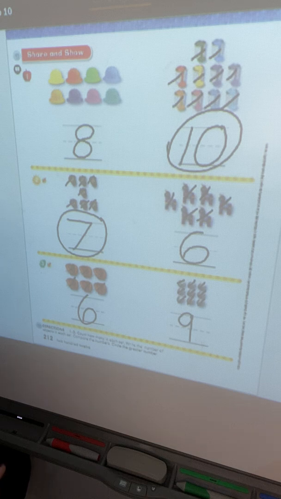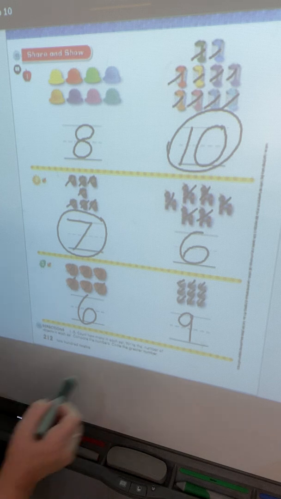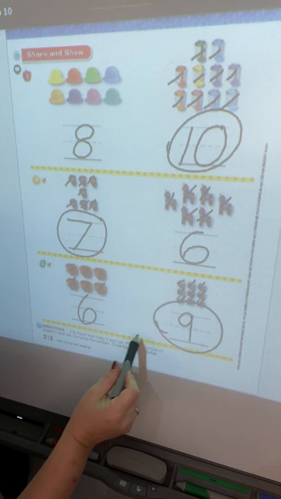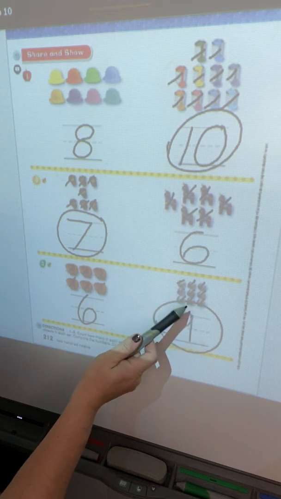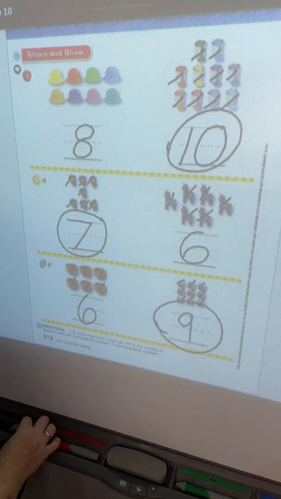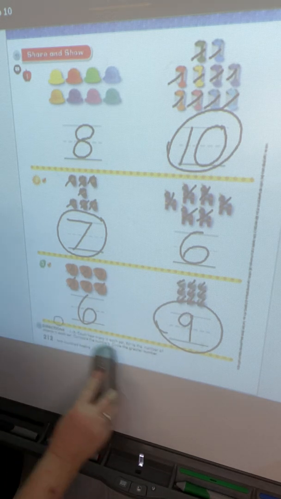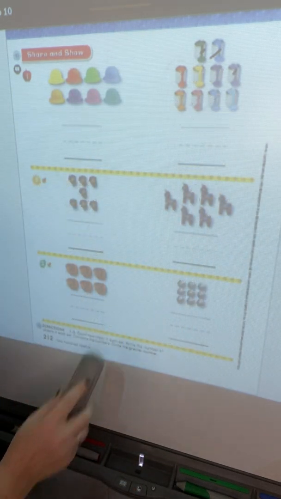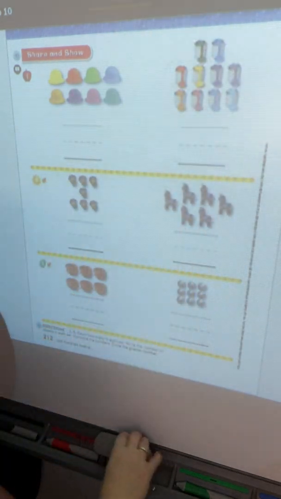And let's compare both of those numbers, 6 and 9. Which one is greater? 9. 9 is the greatest number. It has the most. There are more baseballs than there are gloves. Okay, great job, friends. You are getting the hang of this.